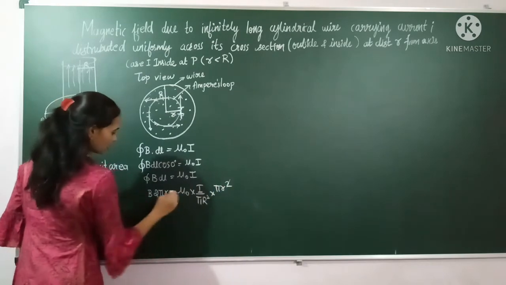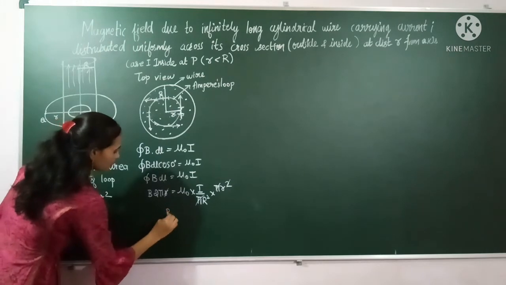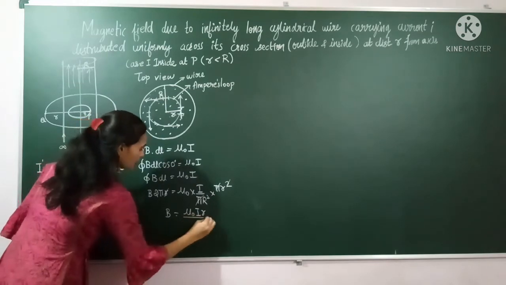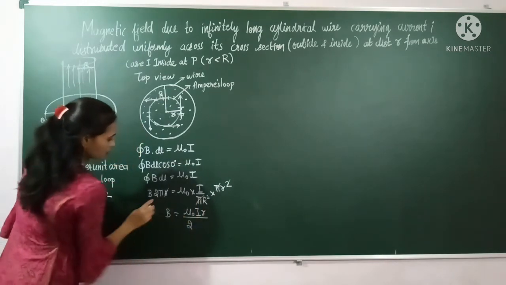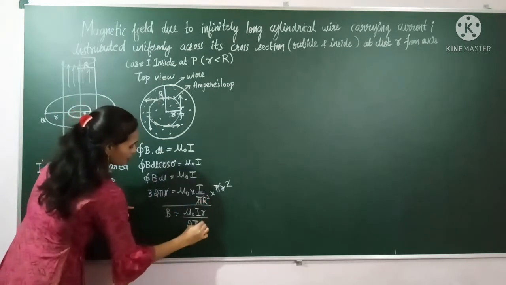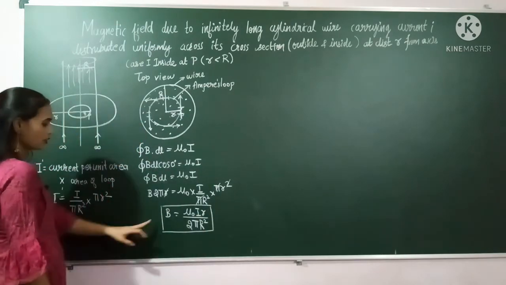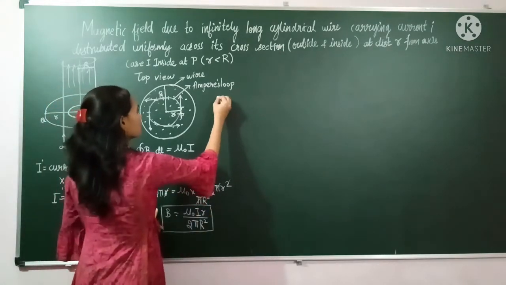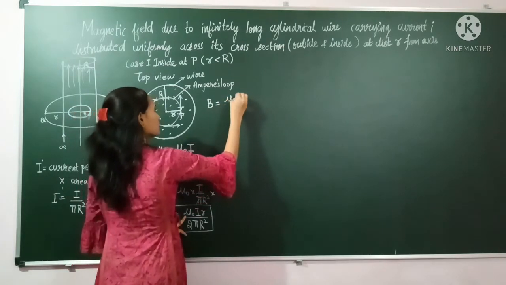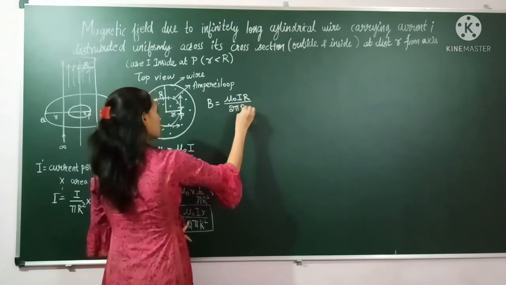In this case, one r and this r are cancelled, this pi and this pi are cancelled. So what remains? B is equal to mu naught I, one r remains, divided by 2 pi capital R square. So this magnetic field can be written as B is equal to mu naught I into r divided by 2 pi R square.